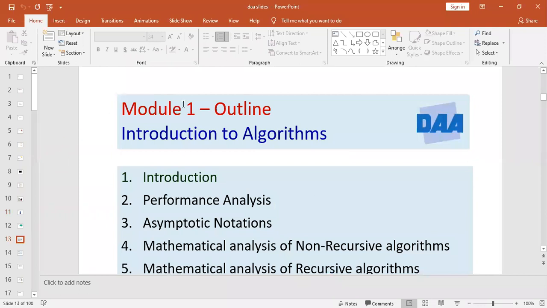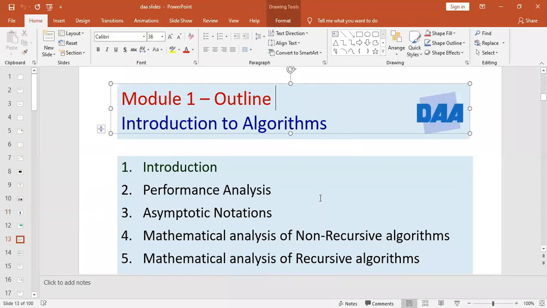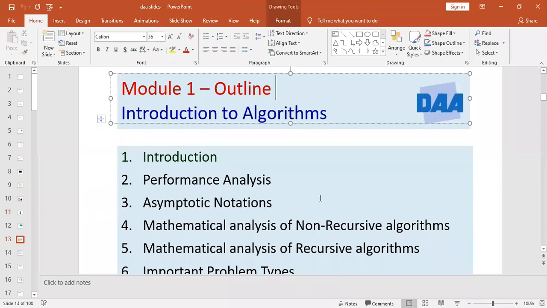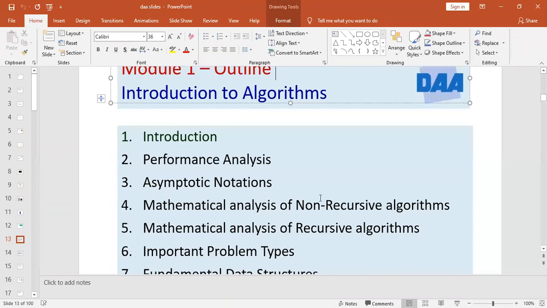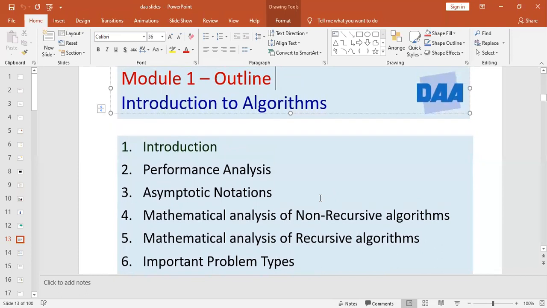So apart from that, now you come to module 1. In today's class, we shall see what all the things are. Module 1: we are just outlining the concepts, an outline of the introduction to algorithms. Okay.